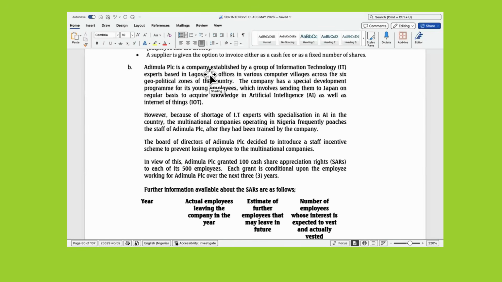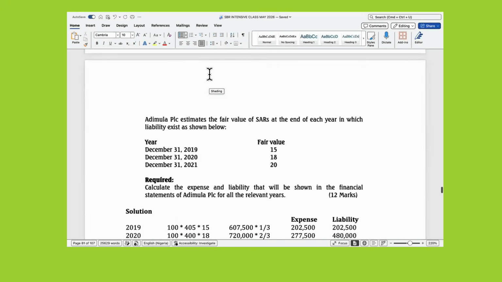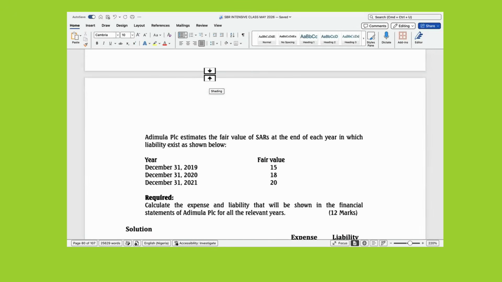It's a share appreciation right. And if you look at the summary I gave you up there, you'll see that for share appreciation rights, the company will give cash to the employees in the future based on the value of their share price. So because of that, what the company will recognize is a liability. And that's why the question is asking you to calculate the expense and liability that will be shown in the financial statement for all the relevant years.